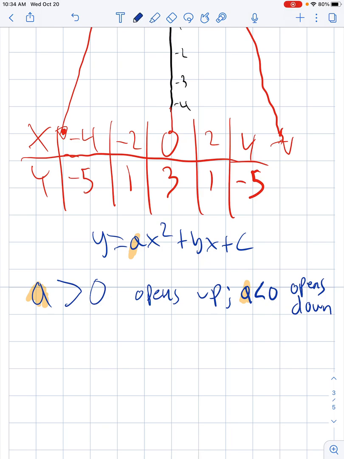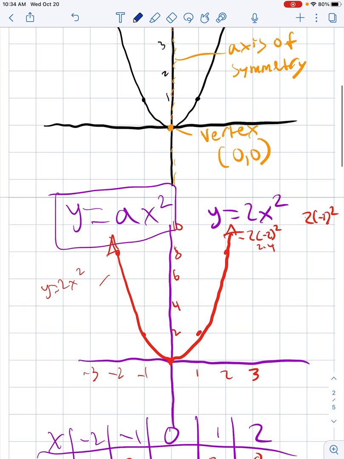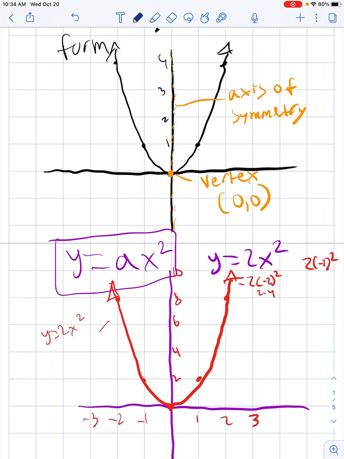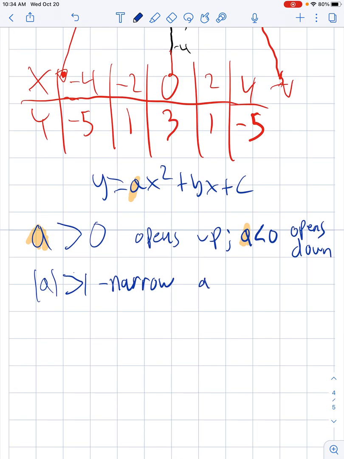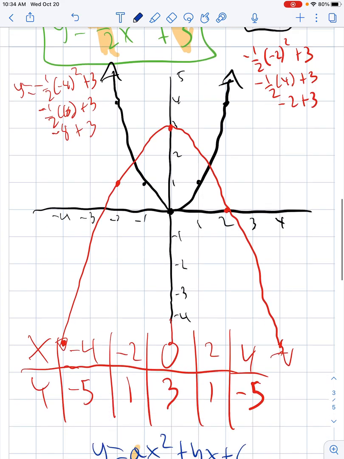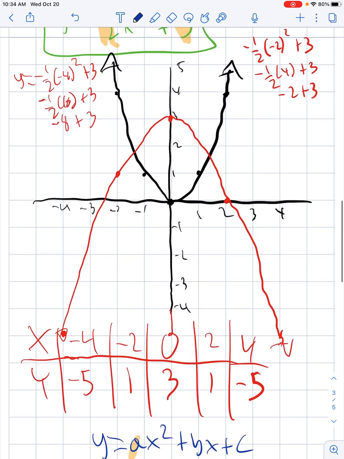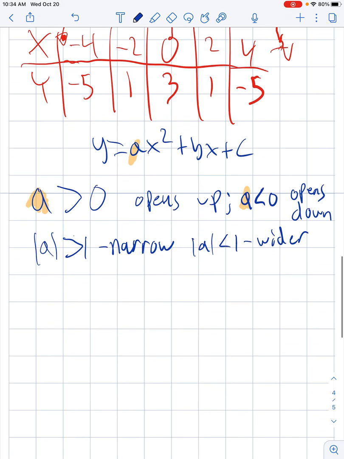And we did some examples. So again, if my a value, and I can look at it as the absolute value, if my absolute value is bigger than 1, it's going to be more narrow. Which was like our first example, where our a was bigger than 1. So it's more narrow. And then if my absolute value were less than 1, then it's going to be wider, which was this red example here. Again, it's more wide than my original graph.